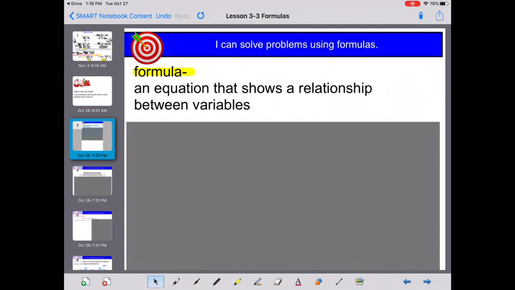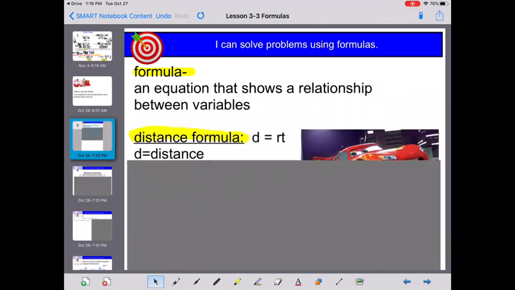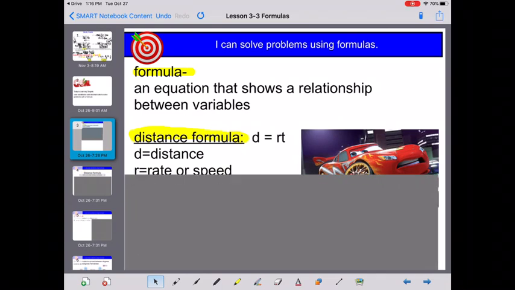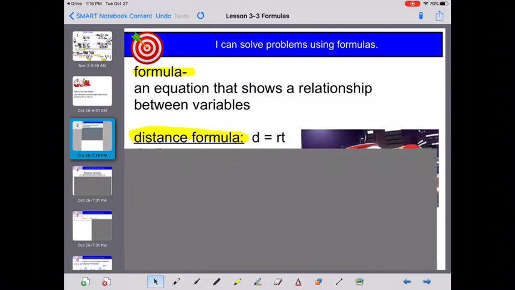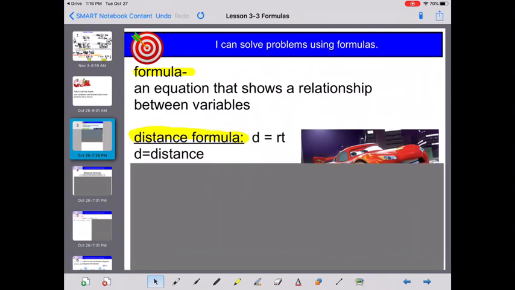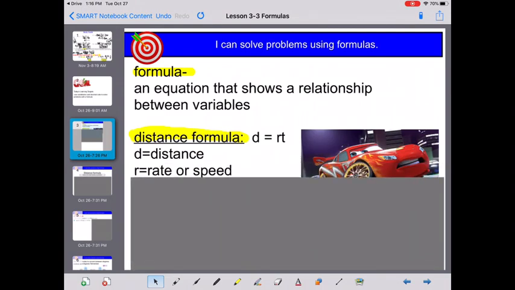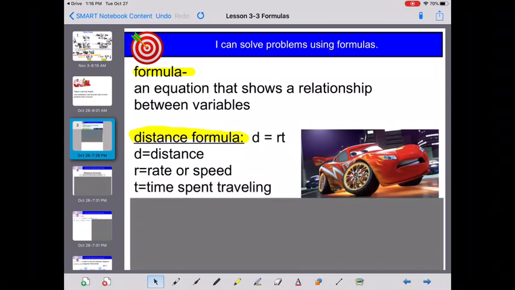We have formulas for calculating or converting temperature. We have formulas for finding the speed at which your car is driving. We have formulas for finding the area, volume, perimeter of shapes. We use formulas all the time. The first one we're going to talk about is the distance formula. The distance formula is D equals R times T. D stands for distance, R stands for your rate or your speed, and T equals your time spent traveling.